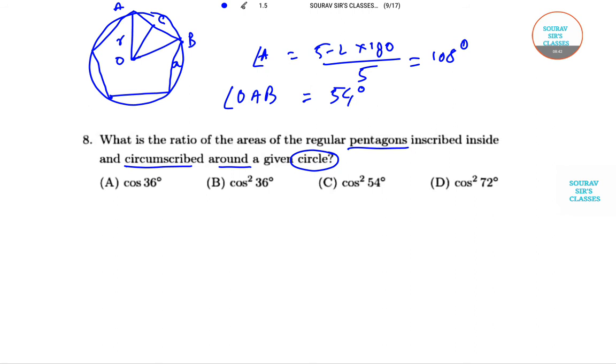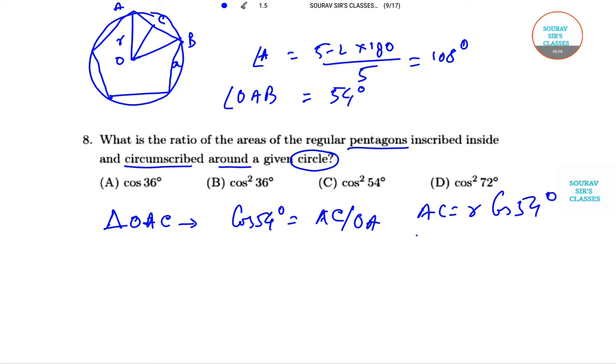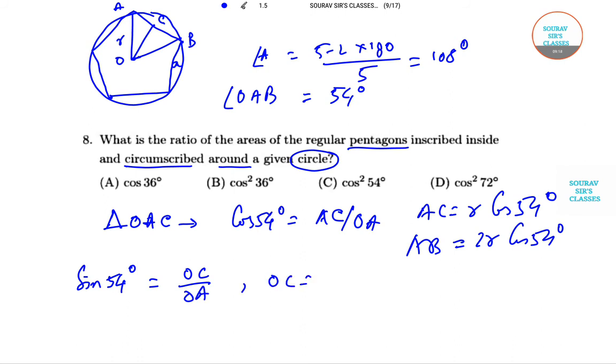Now in triangle OAC, we can write cos 54 equal to AC by OA. So simply AC equal to R cos 54 and AB equal to 2R cos 54 from the diagram, as we have taken that OA equal to R. So now sine 54 is OC by OA. So here OC equal to R sine 54 degree.